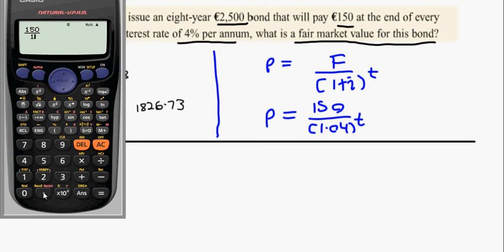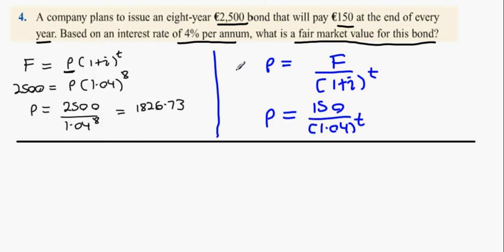divided by 1.04. So if I was to give you €150 in 1 year's time, that would be the same as receiving 144.23 now. Or if I was to give you €150 in 2 years' time, I replace t equals 2. €150 in 2 years' time is the same thing as €138.68 today. So we're trying to find the present value of this bond, and it works out like this.